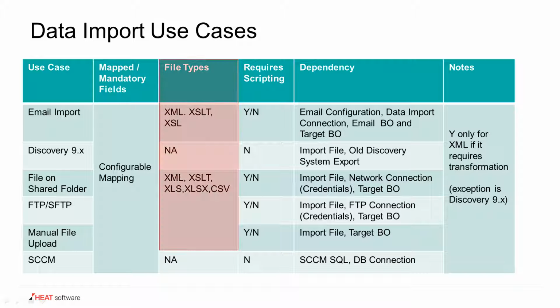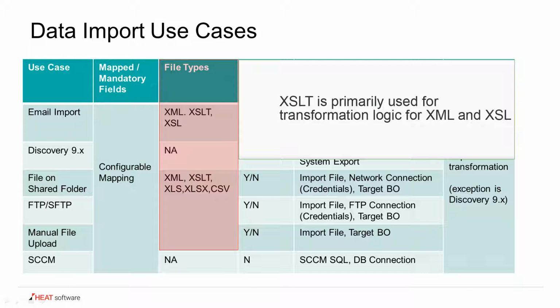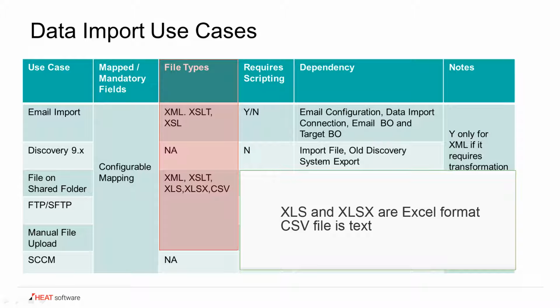And the rest is the list of files that we support for our data import. XML, and XSLT is primarily used as a transformation logic for XML, and XSL. The XLX and XLS files are all Excel files with different extensions. Primarily, the XLSX file supports more data rows, and the old one has some limitation in the number of rows. And the CSV file is a regular text file with comma separated values.